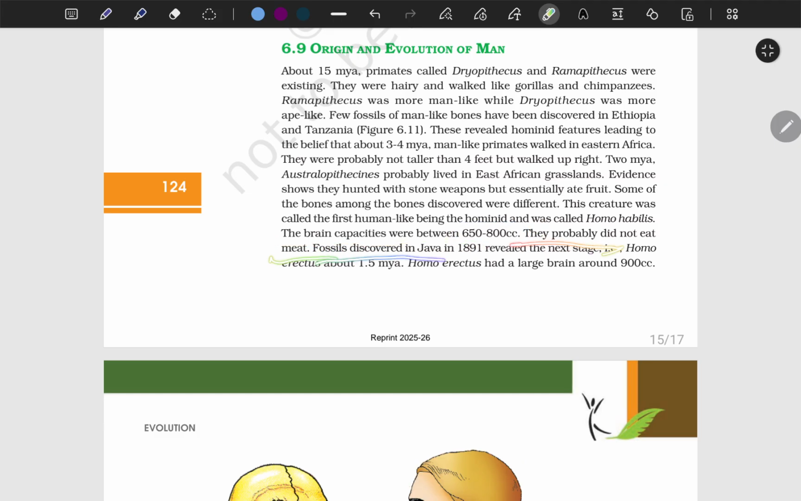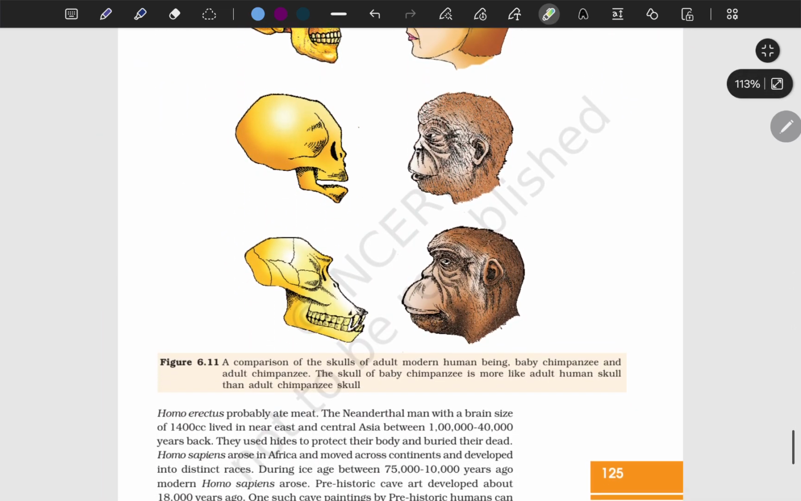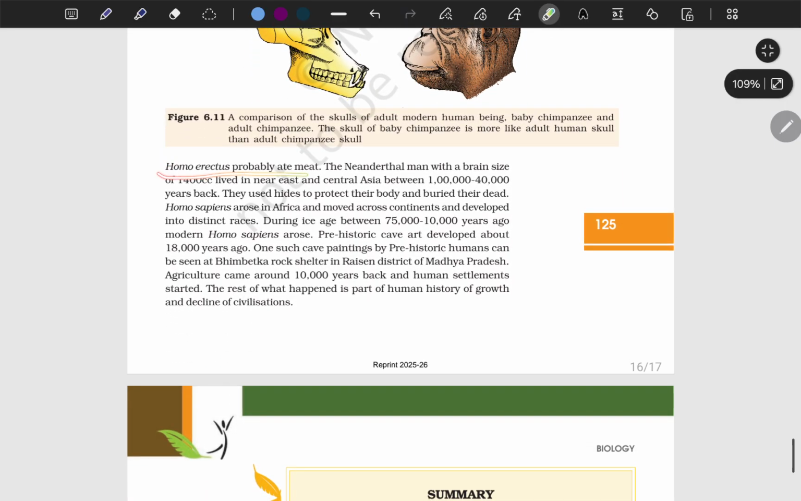Fossils discovered in Java in 1891 revealed the next stage, Homo erectus, about 1.5 million years ago. Homo erectus had a large brain capacity of around 900 cc. Homo erectus probably ate meat.